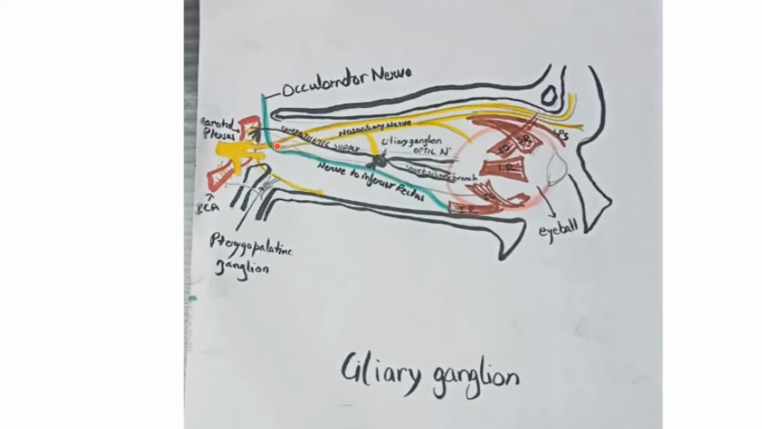Okay. Now, the nasociliary, the frontal and the lacrimal, of course, these are the three branches arising from the ophthalmic nerve, right? And the ophthalmic nerve is a branch of the trigeminal ganglion, right? It is arising from the trigeminal ganglion. So, the ciliary ganglion is present here, right? It is actually present between the optic nerve, which I have drawn with pencil, and the lateral rectus muscle.